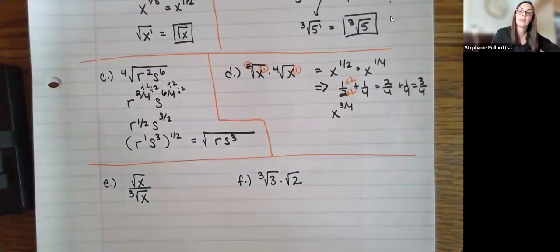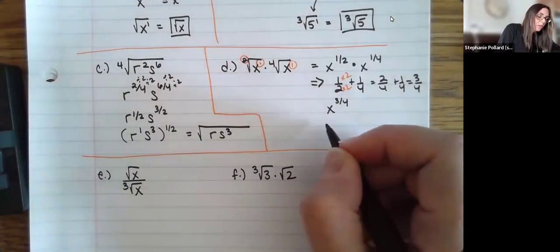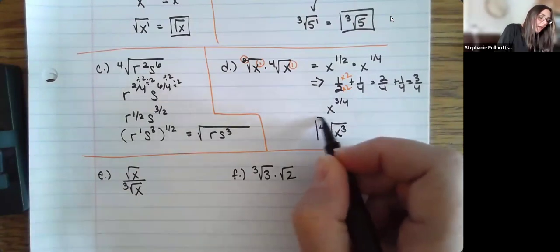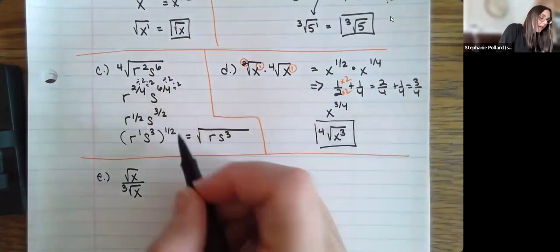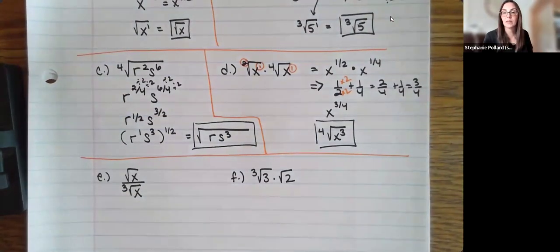And again, if I want to leave it as a rational exponent, that would be fine. Or I can convert this back over. This would be the fourth root of x to the third power. And again, that third power could go on the outside or on the inside. I'm just going to leave it on the inside. It's a little bit cleaner looking if I can't simplify.